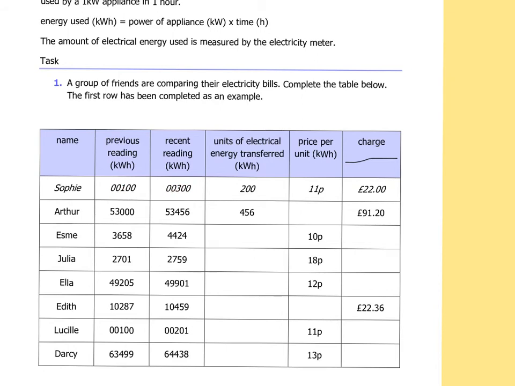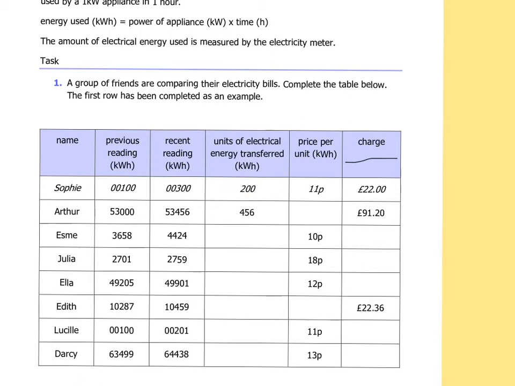This one here, previous reading was 00100, and then the recent reading she's taken is 00300. To find out how many units have been used in that period of time, you take the most recent reading and minus or take away the previous reading. So 300 minus 100 equals the 200.